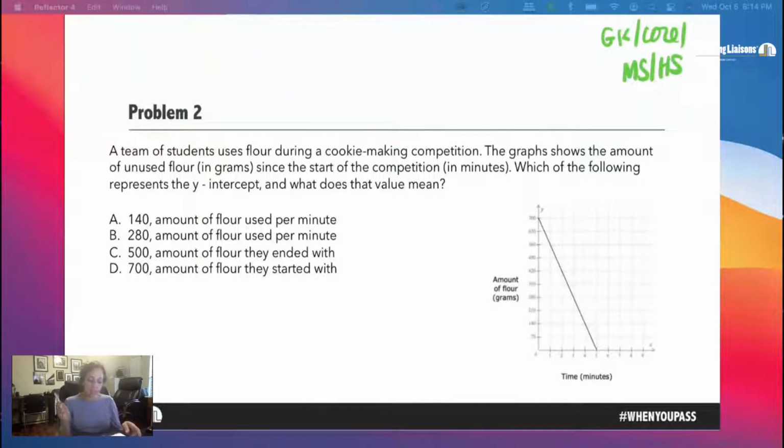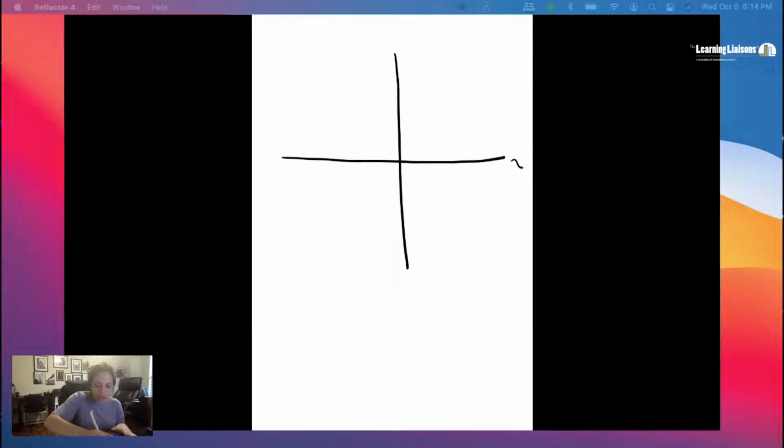So what are they asking us for? Which of the following represents the y-intercept, and what does it mean? I'm looking for the y-intercept. Now, I'm going to go off a rabbit trail for a minute to talk to my elementary people. So we're actually going to add a page really quickly here because I didn't have enough room on the other one. So when we're looking at a coordinate graph, this is your x-axis, this is your y-axis. Everybody in the room needs to know this.